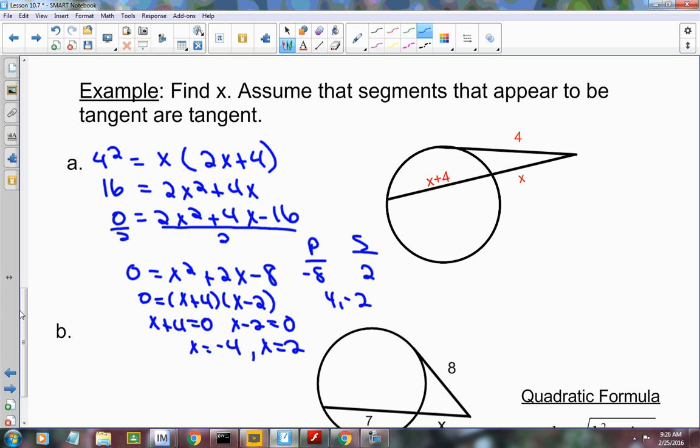Can I use both of those answers? No. Which one can I not use? The -4, because I can't have a negative distance. You always test it though, because sometimes you can plug it in and it becomes positive, but in this case it's not going to. Okay, last one.